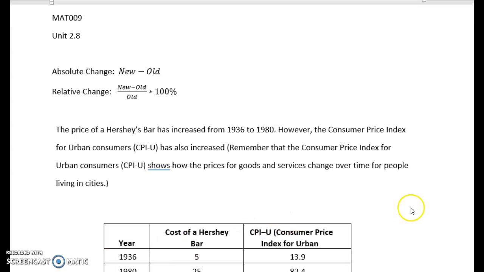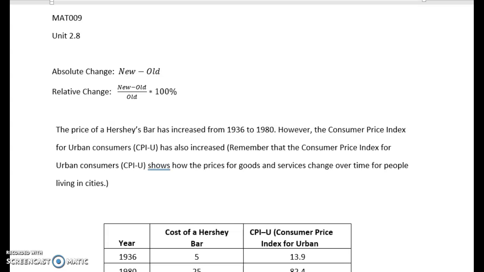In this video, I'm just going to go over the important things about Unit 2.8. Now, I know that this unit really covered CPIU, but that's really just for your understanding of what the CPI means in general. Remember, CPI is the Consumer Price Index, and the CPIU is the Urban Consumer Price Index. This can be used to gauge inflation over time and how the prices of goods and services change over time. But what this unit is really about is absolute and relative change.